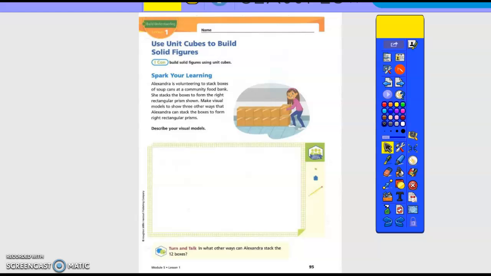Fifth grade math, lesson 5.1. Use unit cubes to build solid figures. I can build solid figures using unit cubes. Spark your learning.